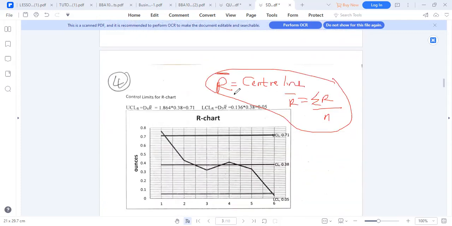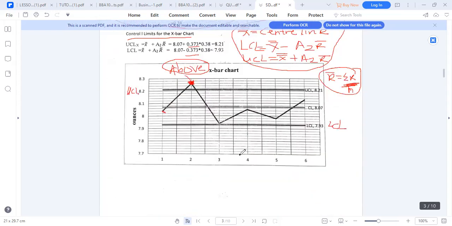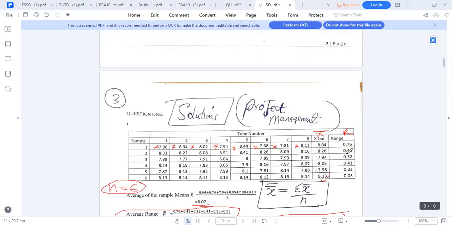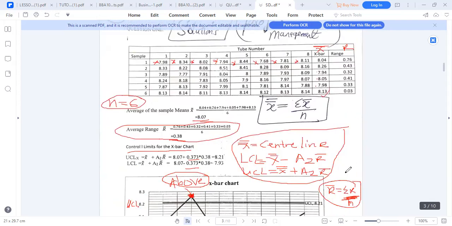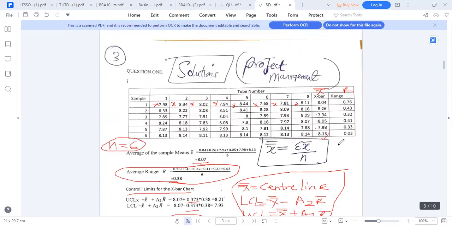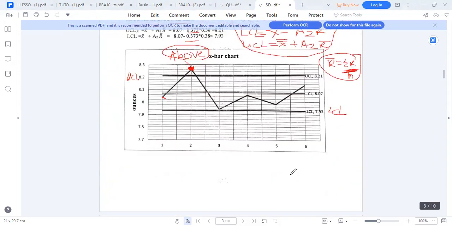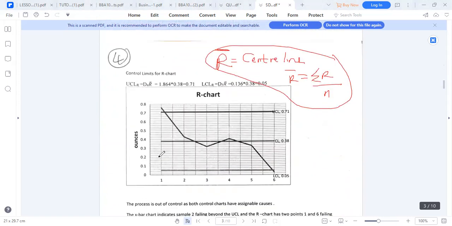This R chart, we plot these using the data here, the ranges. For sample 1, the range was 0.76, 0.43, getting down to these ones for each sample. So for the 6 samples, we're getting the ranges. The first one is 0.76. If one of them is above the upper control limit or below the lower control limit, then the process is actually not in control. All right, so getting down to this, this process is not in control.